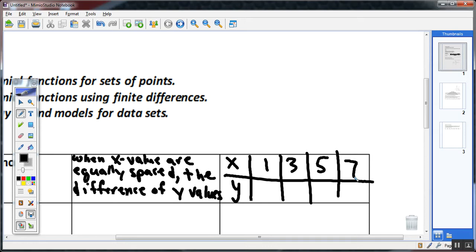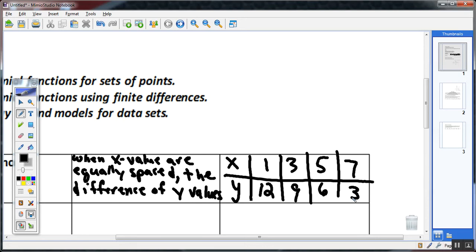So the first question I'm going to ask about finite differences in this section is, hey, are my x values equally spaced? In other words, are they jumping up by the same amount from one term to the next? Okay, in this case, they jump up by 2 each time, right? Okay. So then we would talk about the finite difference. Maybe y is 12, and then maybe 9, and then 6, and then 3.